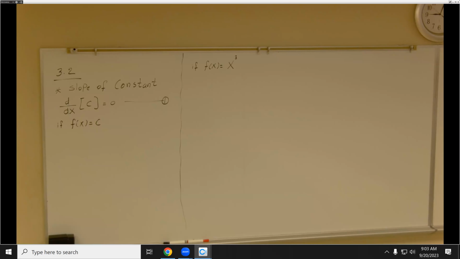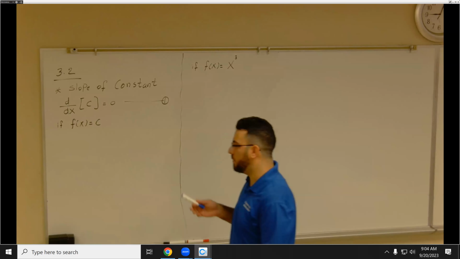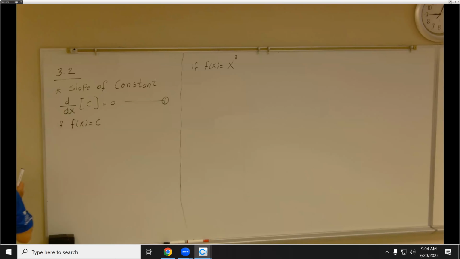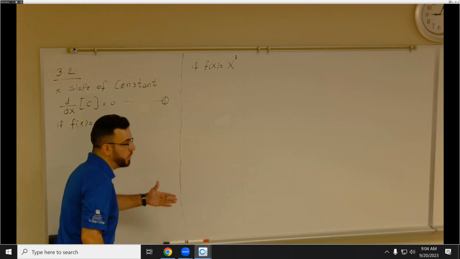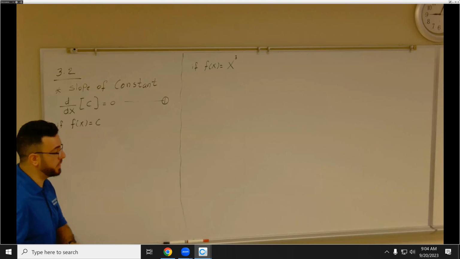So section 3.2. Let's check the first thing. If you remember, how we're gonna find the derivative or the slope. To find the derivative or the slope, we're just gonna use the limit process, okay? Which is the same thing. But now we're gonna find our rules to use instead of using the limit process.